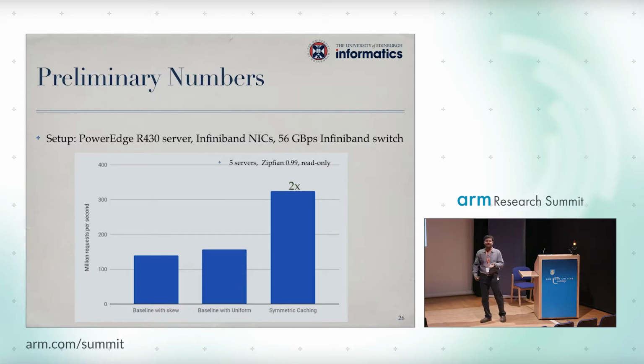And the idea here is similar to shared memory multiprocessors. We take advantage of skew. Right? Skew is not an enemy for us. We take advantage of it.